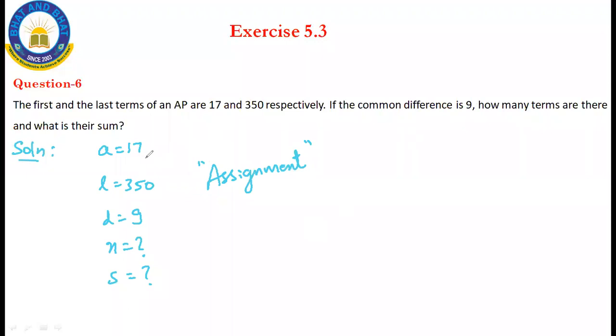They have given you A is equal to 17. The first term is 17. The last term is 350. D is 9. How many terms are there, that means N, and what is the sum? So this is your assignment question. Done.